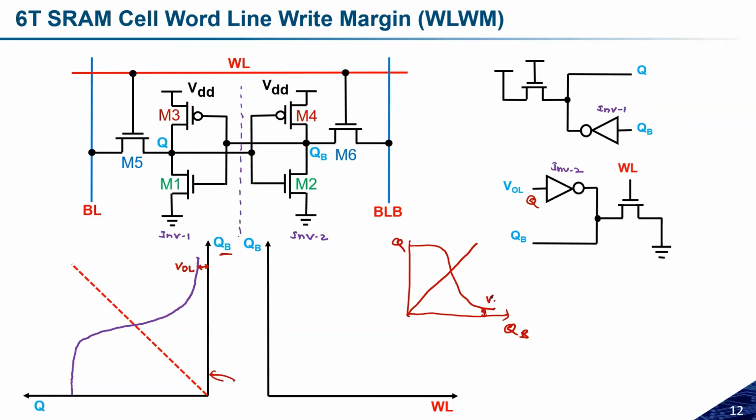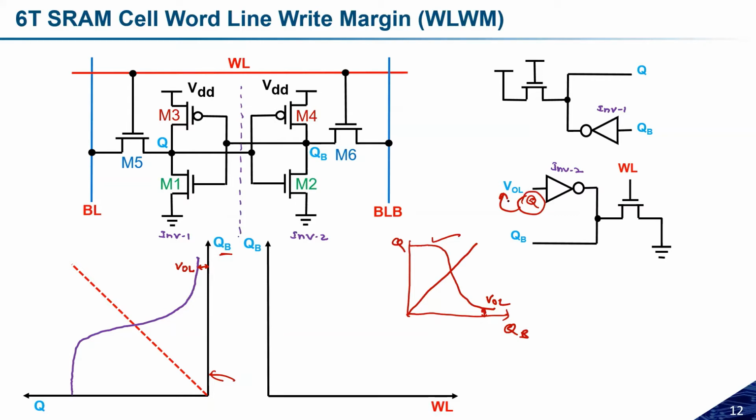And this is VOL. So whatever VOL we are observing in this graph, it is for Q, not for QB. That is why I am considering VOL in place of Q. You got the thing? Sir, VOL is how much Q is above 0, right?